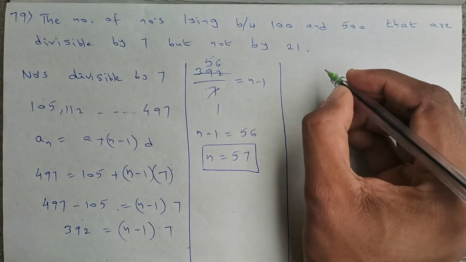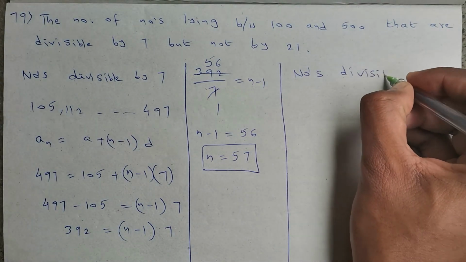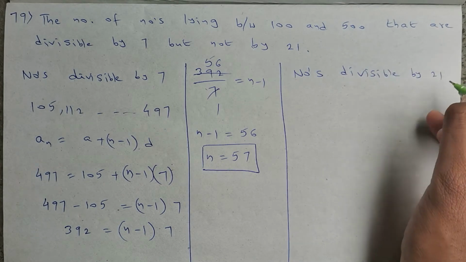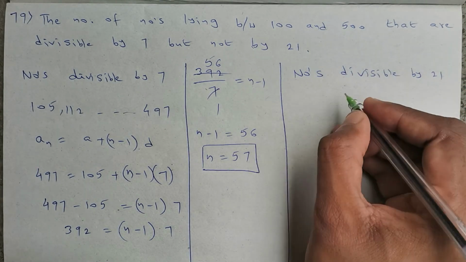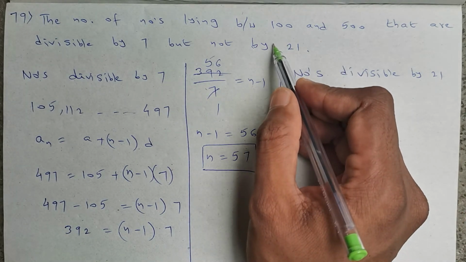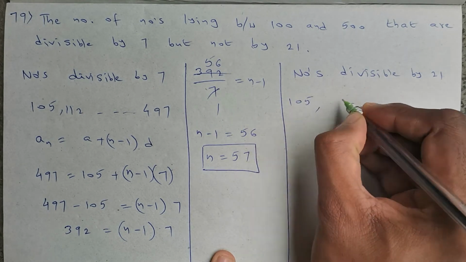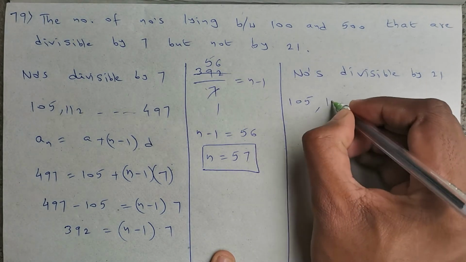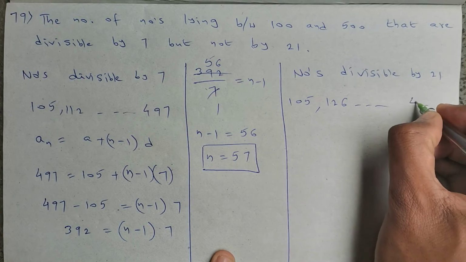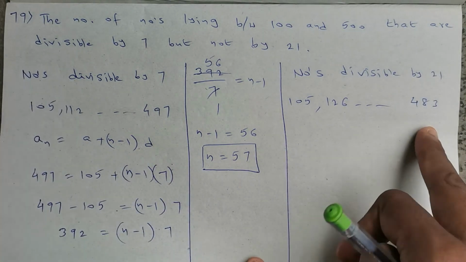Okay, now I will find the numbers divisible by 21. 100 is not divisible; 101, 102, 103, 104 are not, and 105 is divisible again. Next multiple of 21 is 126 and so on. The last number is 483. So again let us find how many numbers there are.